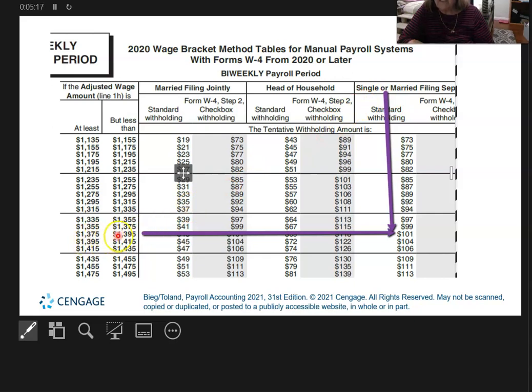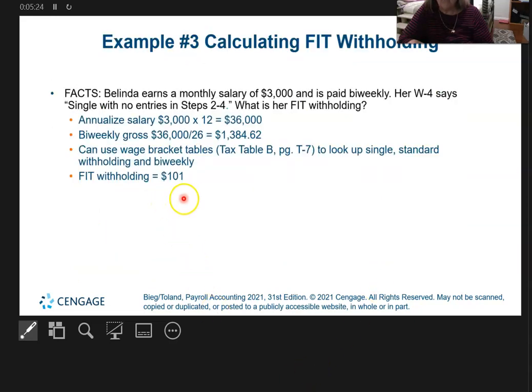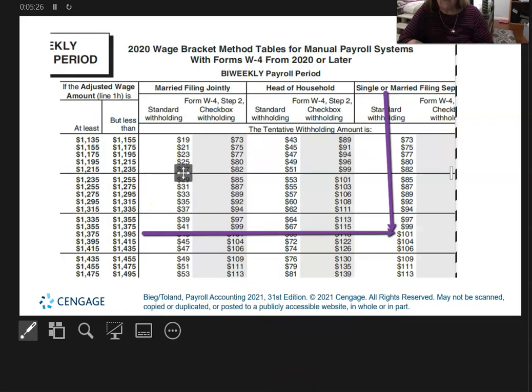1384 goes in here, so I'm going to come all the way over here to single, and her tax is 101. As you can see, 101. So I'm showing you how to calculate it.